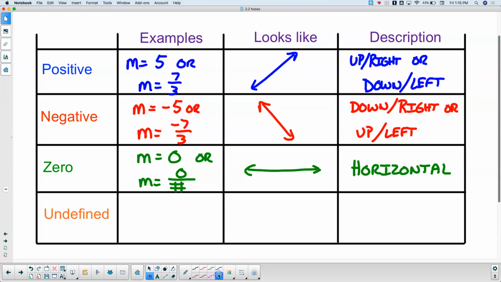An undefined slope, you're either going to see undef, undefined, or you're going to have some number be divided by 0. So if you think about it in terms of the fraction form, we're rising whatever we want to rise, but we're not running at all. So that's going to be a vertical line.